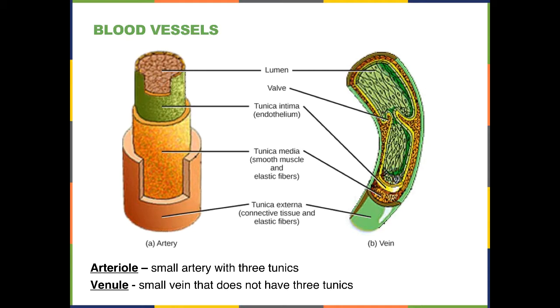Now, another term that your book mentions that I wanted to mention is the vasa vasorum. The vasa vasorum is a group of blood vessels that are actually in the wall of larger blood vessels, particularly the aorta, that actually serve to bring oxygen to the external part of the blood vessel.